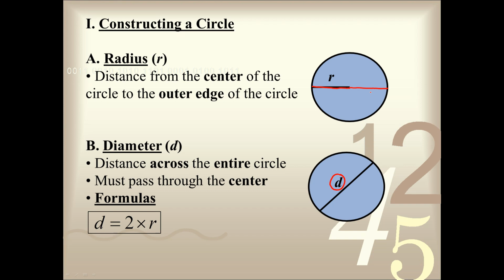Well, what if I went the other way around? What if I knew what the diameter of a circle was and I wanted to determine the radius? Well, the radius is equal to the diameter divided by 2. When you're dividing something by 2, you're cutting it in half. That's essentially what I'm doing when I'm calculating the radius. If you take the diameter and cut it into 2 equal parts, then you have the radius. So those are a couple of formulas we can use to calculate diameter from radius and radius from diameter.